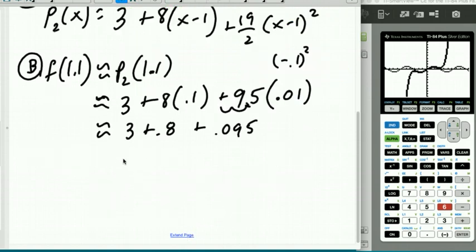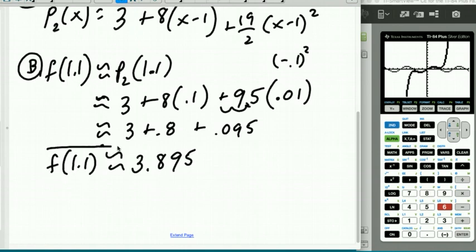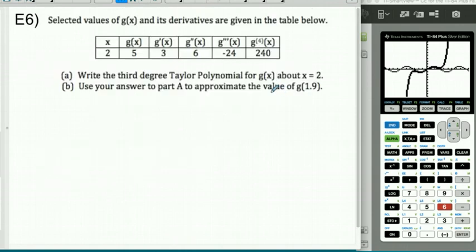So I'm going to end up getting that this is approximately 3.895, and that's my f of 1.1. All right, moving on. I know this has been a long video. All right, so same situation.